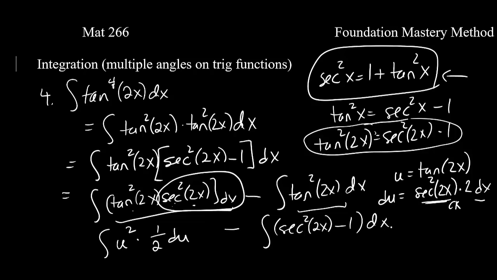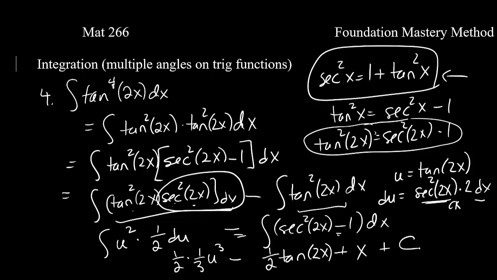And now we're ready to solve these integrals. Over here, this becomes 1/2 times 1/3 u cubed. And over here, well, the antiderivative of secant squared of 2x is 1/2 tangent of 2x, just doing a quick u substitution in our heads. And the integral here of the 1 is going to be an x, and it will be plus x, because we have the minus sign here and the minus sign here, plus a constant of integration.